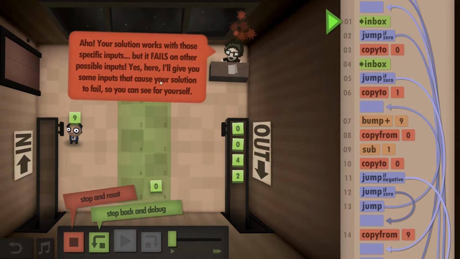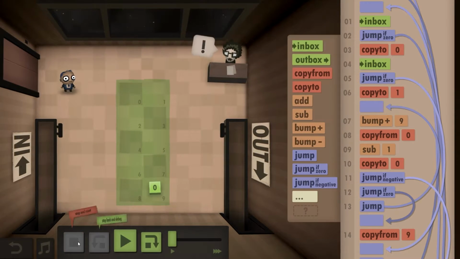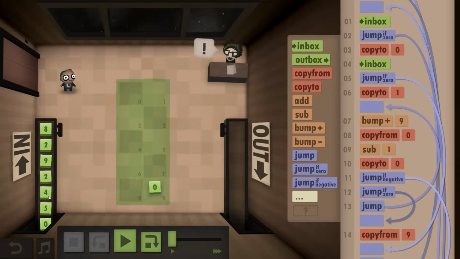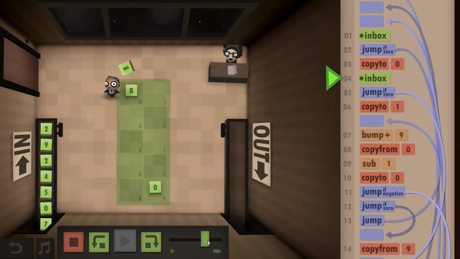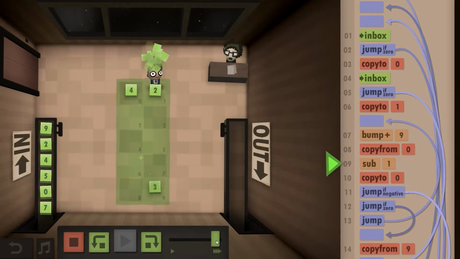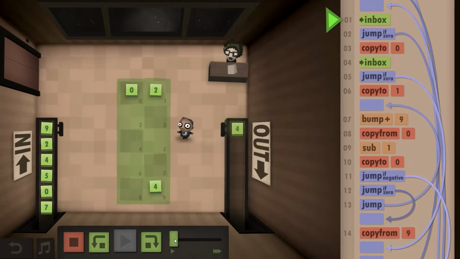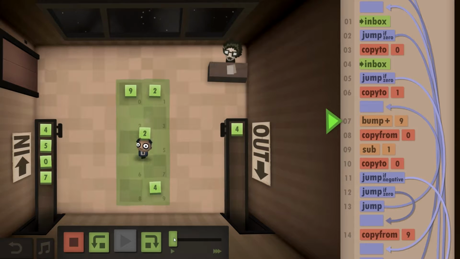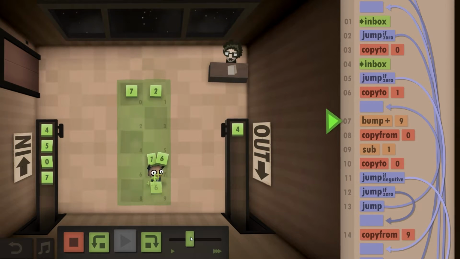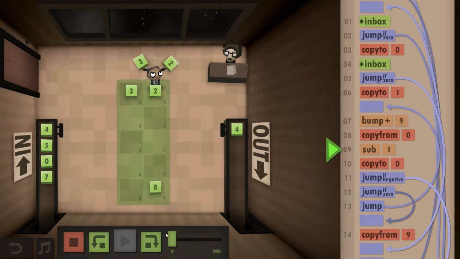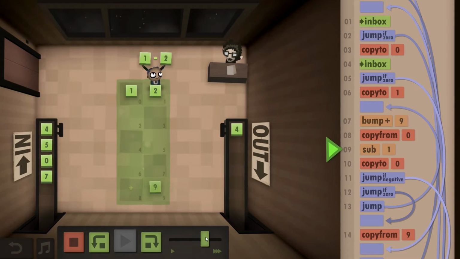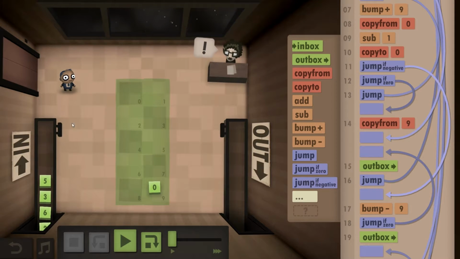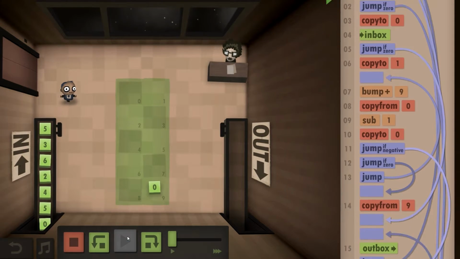Okay, give me some fail things. What's the fail inputs? Is it the 0? 0 divided by 7? What's it going to fail on here? 9 divided by 2? Why did it not reset this? What happened there?